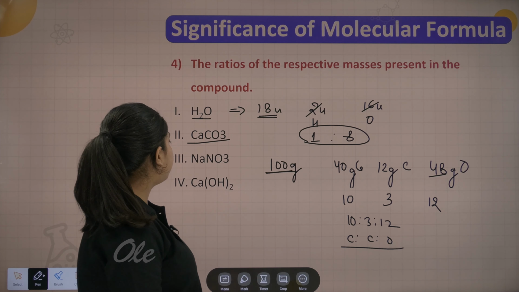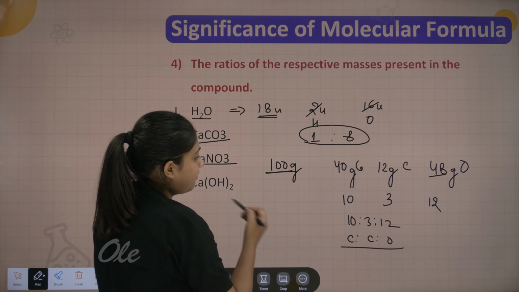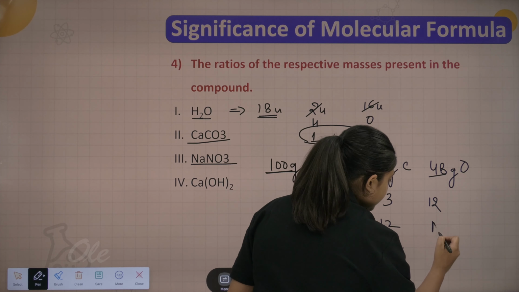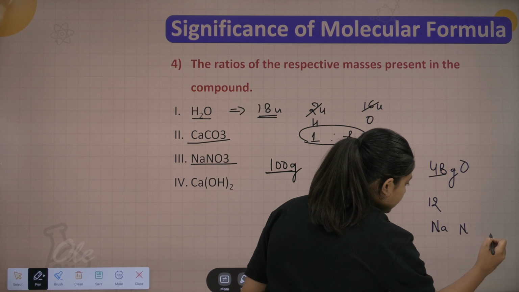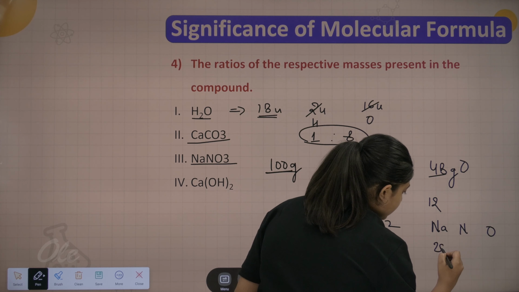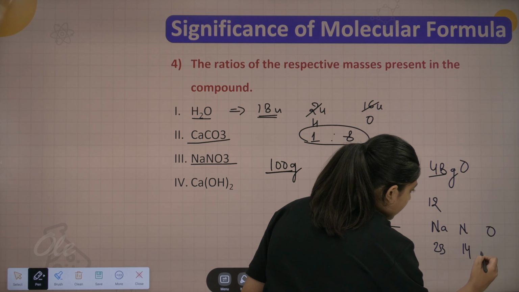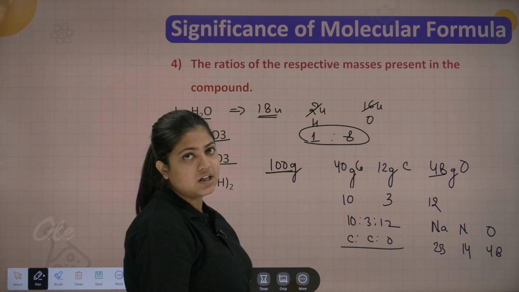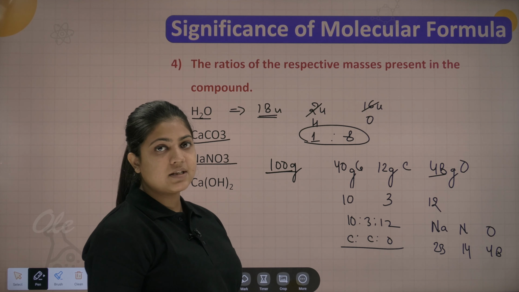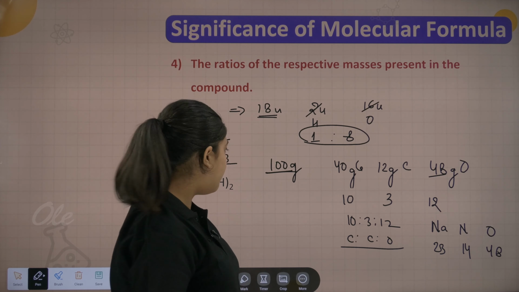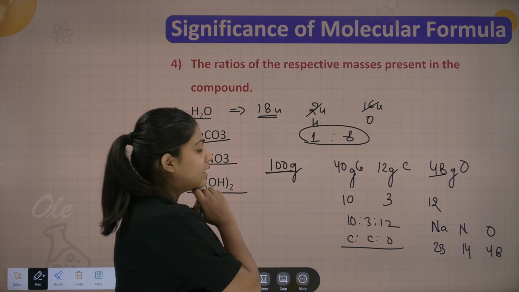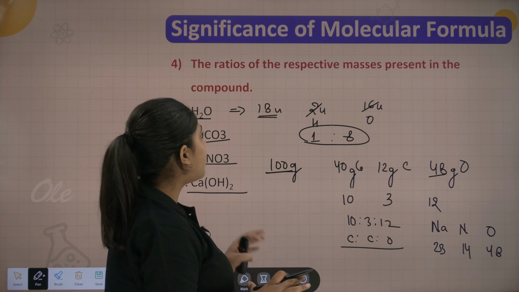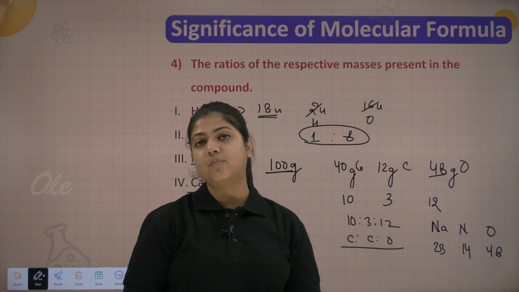Okay. Now, if I am going to talk about sodium nitrate here, in sodium nitrate there is Na, nitrogen and oxygen. Na is 23 grams, nitrogen is 14 grams and oxygen is 48 grams. So, these are the different ratios in which these elements are present in a particular compound by mass. Similar thing happens with calcium hydroxide. Okay. So, I think you have understood the importance, the significance of molecular formula.